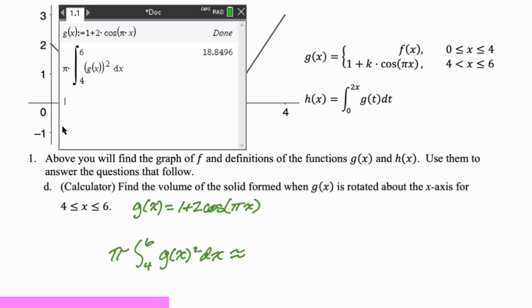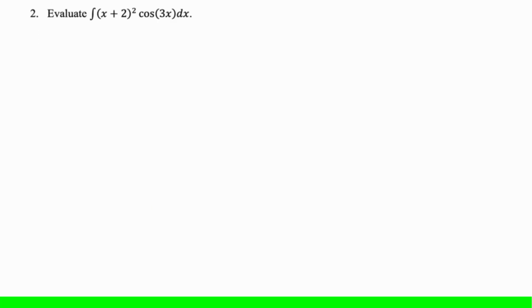The calculator screen, here you go. I got 18.8496, my least favorite type of rounding, but I'm going to say it's 18.850. That's it. So it ends on a much better part. All right, let's take a look at the next question.